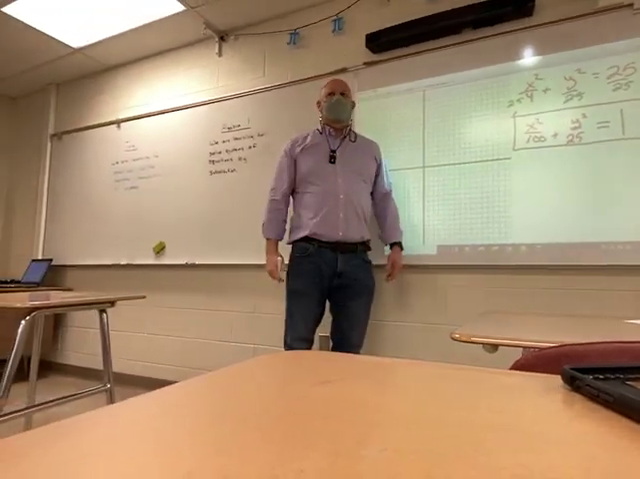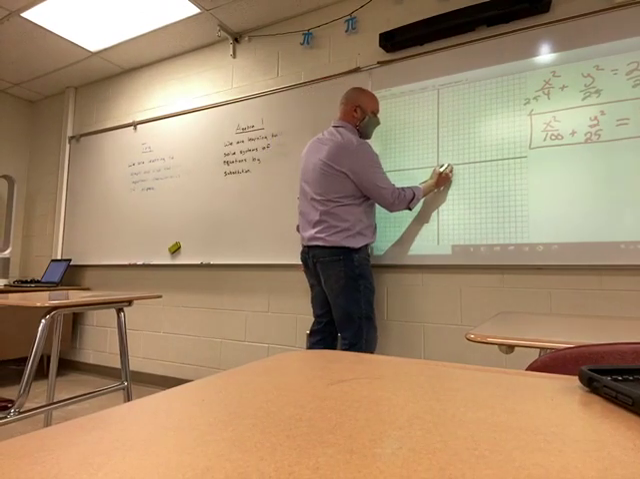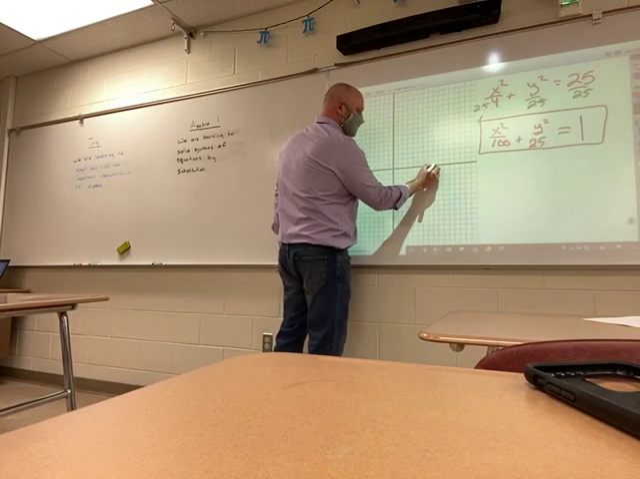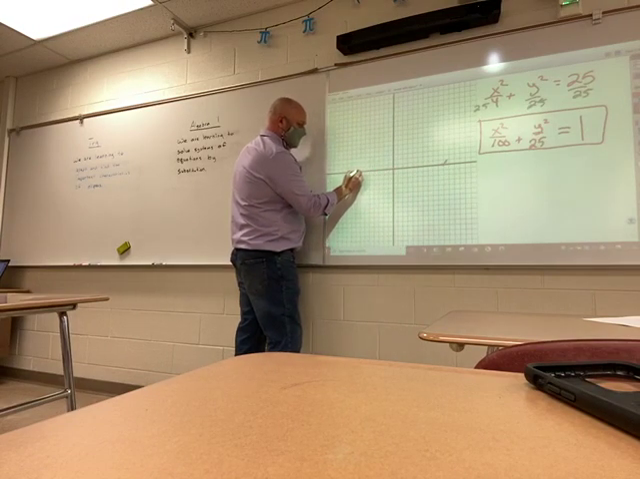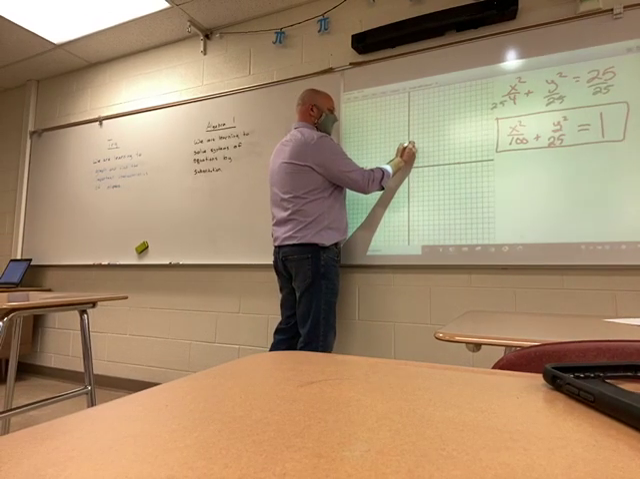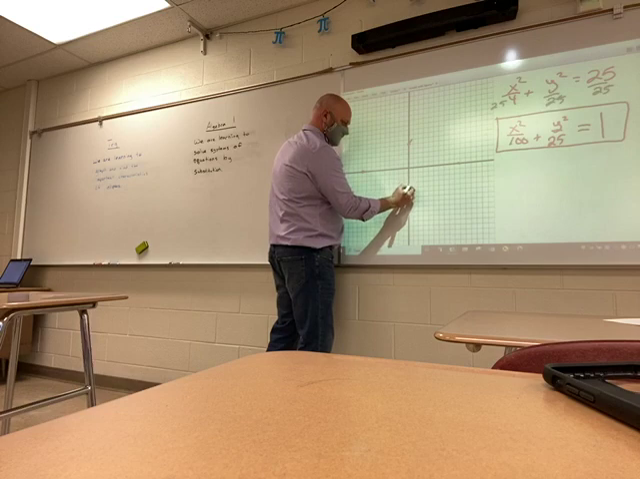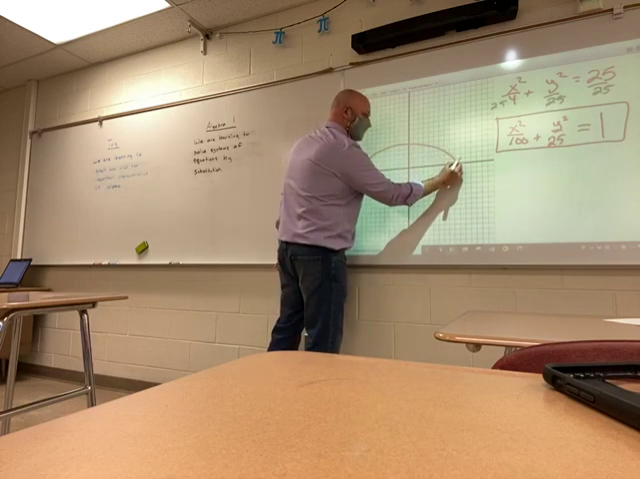Which means, how far right and left am I going to go? Right 10. 1, 2, 3, 4, 5, 6, 7, 8, 9, 10. And left 10. Up and down, 5. And you draw your ellipse.